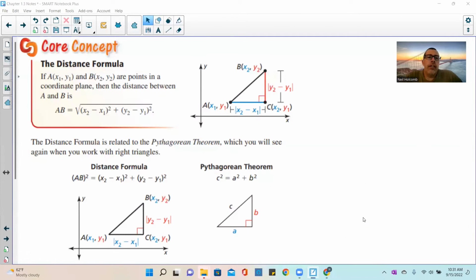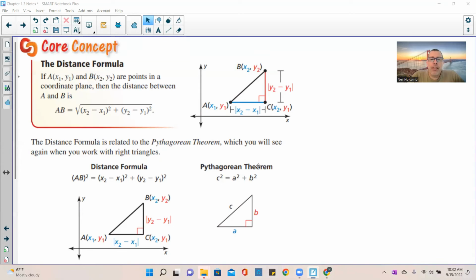Okay, the next core concept is the distance formula. If you're given a point A with coordinates x sub 1, y sub 1, and point B with coordinates x sub 2, y sub 2, points in the coordinate plane, then the distance between A and B, or the length of AB, equals the square root of the difference between the x's squared plus the difference between the y's squared.